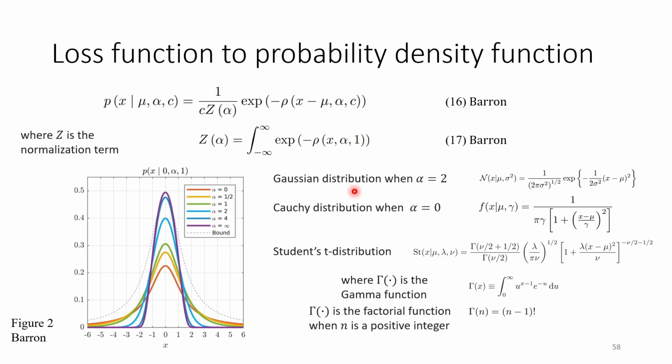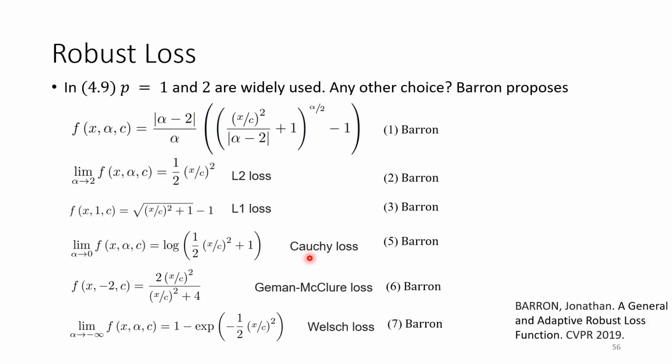Okay, so let's write it down. I wrote the form of those probability distributions here. So this is Gaussian, and this is Cauchy, and this is Student's t. When alpha is 2, it is a Gaussian distribution. And when alpha is 0, it is a Cauchy distribution. That is what we see here. When alpha is 2, it is a Gaussian distribution. When alpha is 1, it is a Cauchy distribution.